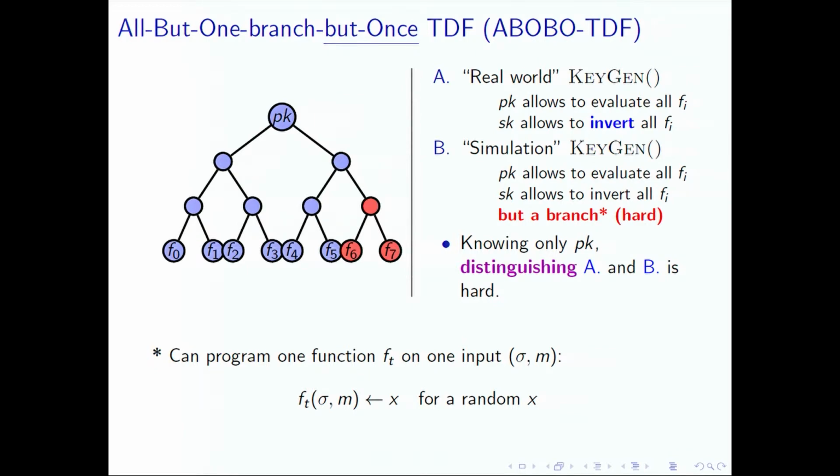So basically, we start from the same primitive, except that we add this but-once property here. What do we mean by this but-once property? So we have the same key generation with 1 more property here. When you're in the simulation case, you can also program one of the functions to have 1 specific value on 1 specific input. So this is a but-once, all right? Basically, it's not that you're going to be able to invert the function, but you can program it once for free, which is kind of inverting it in an adaptive way.